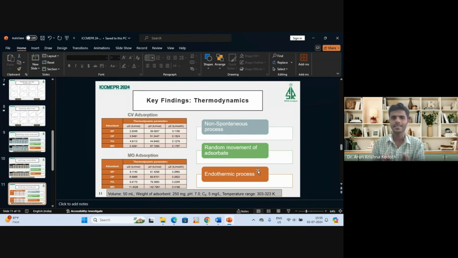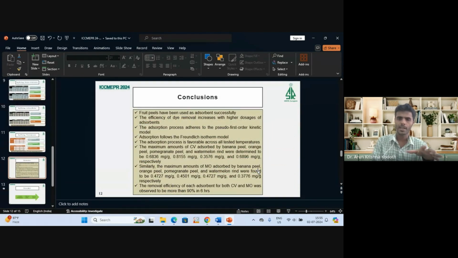So we found that 6 hours will be the optimum time that can be used for the adsorption of any of the dyes on the surface of this material. To conclude from my work, fruit peel has been used as an adsorbent very successfully, and the efficiency of the removal increases with a higher dosage of the adsorbent. Similarly, it obeys the pseudo first order kinetic model, and it follows the Freundlich isotherm model as well.